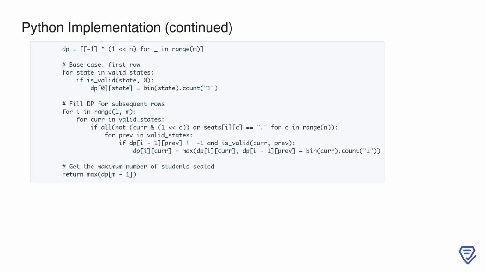Next, we fill the DP array for subsequent rows. For each valid state in the current row, we check compatibility with all valid states in the previous row. If the previous row's state is valid and the combination satisfies the seating rules, we update the DP value for the current row and state by taking the maximum of its current value and the sum of the previous state's value and the number of students in the current state. Finally, the maximum value in the last row of the DP array gives the maximum number of students that can be seated while adhering to the constraints.